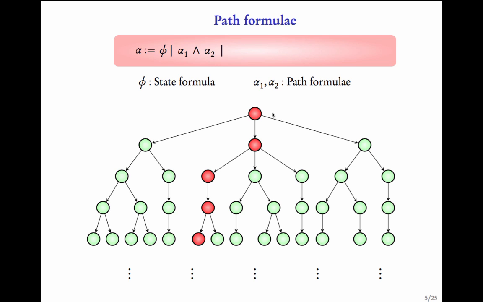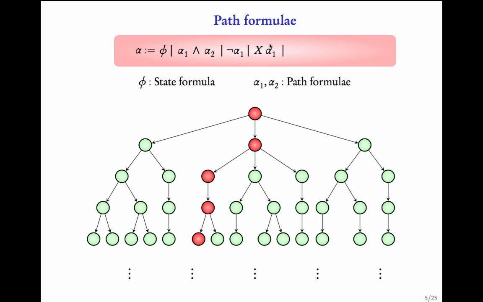If you have two path formulae, you can make AND and NOT of it. If this path satisfies both alpha 1 and alpha 2, then you can say that it satisfies alpha 1 and alpha 2. Suppose this path does not satisfy alpha 1, then you can say that it satisfies NOT of alpha 1.